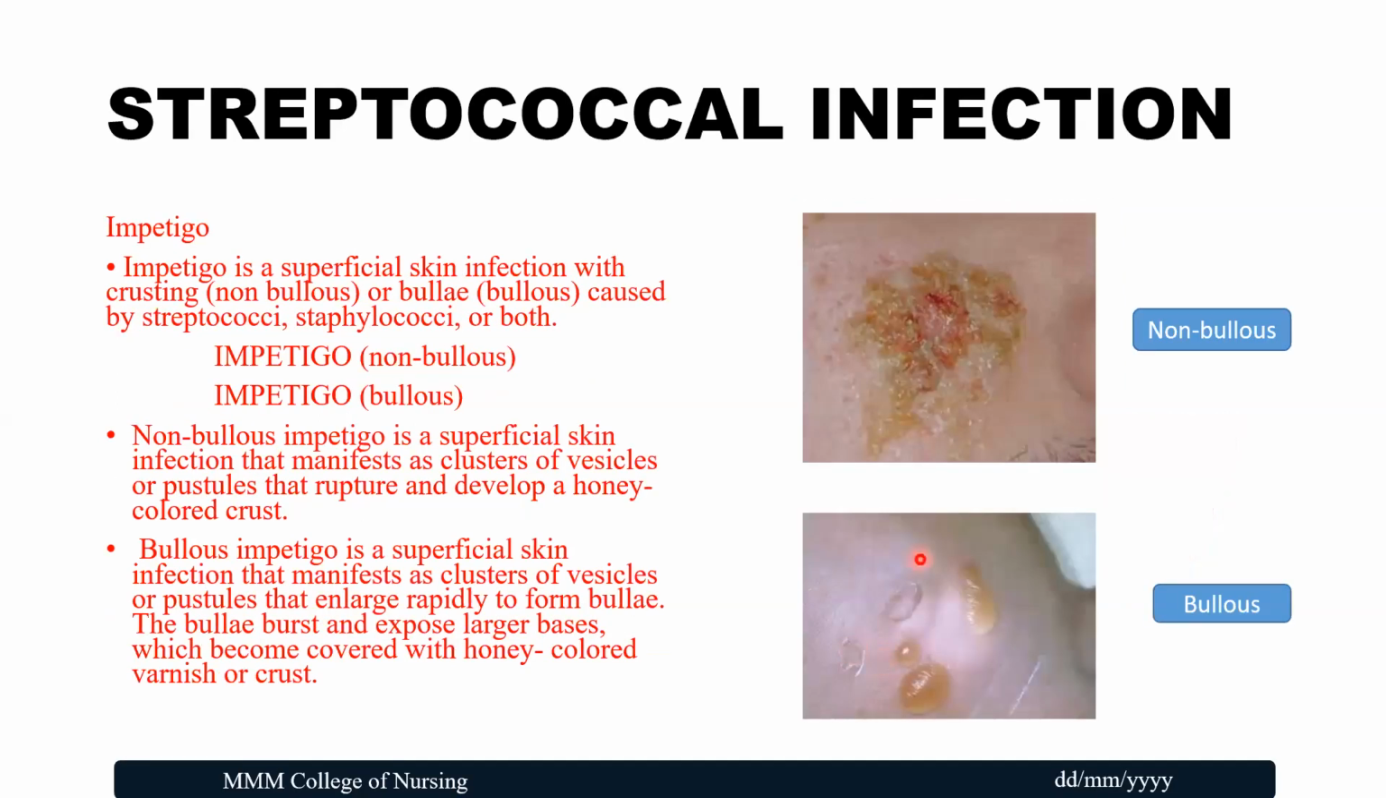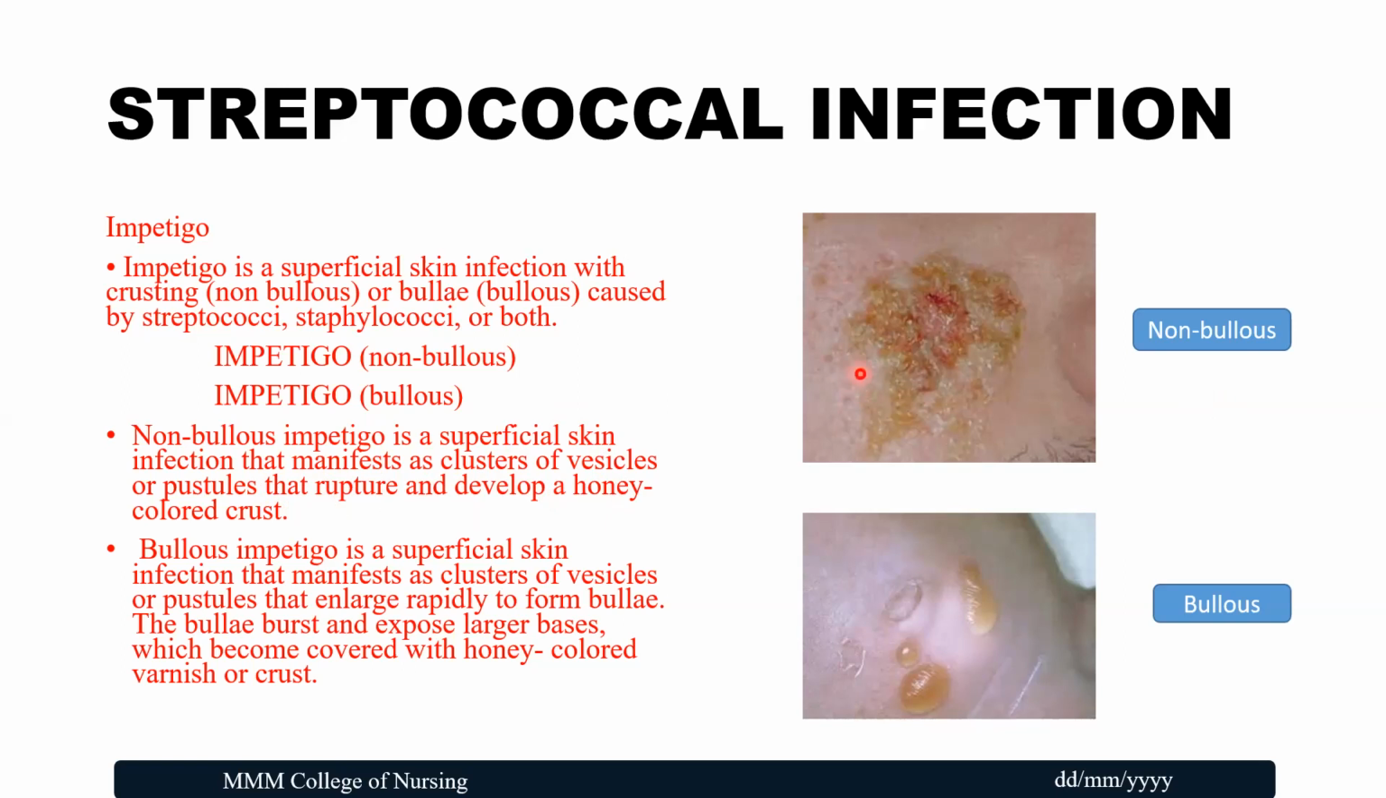Next comes the streptococcal infection. Streptococcal infection is nothing but impetigo, where the superficial skin will be affected with crusting. So impetigo is a superficial skin infection with crusting or bullae caused by streptococci, staphylococci, or sometimes both. So this is non-bullous. Under non-bullous, it is a superficial skin infection that manifests as clusters of vesicles or pustules that rupture and develop a honey-colored crust. So this is a crust.